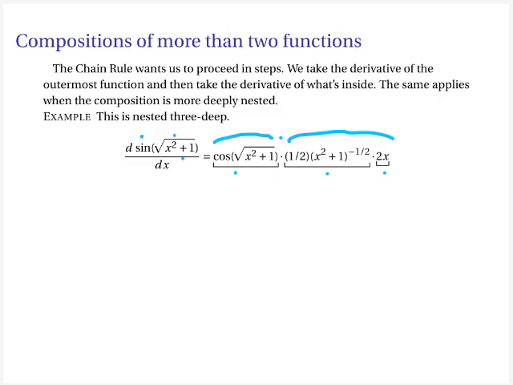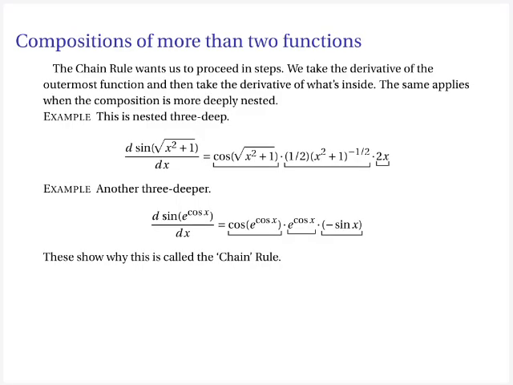Okay, I don't like to give one example, so I'm going to give a second example, but it says exactly the same thing. Sine of e to the cosine x is another 3 deep. So we take the derivative of the sine part, derivative of the e to the part, derivative of the cosine of x part. Derivative of sine is cosine, and don't write cosine of x. Derivative of e to the is e to the, don't write e to the x. And derivative of cosine is minus the sine. And again, it shows you why it's called the chain rule, because you chain your way until you get all the way inside the expression.